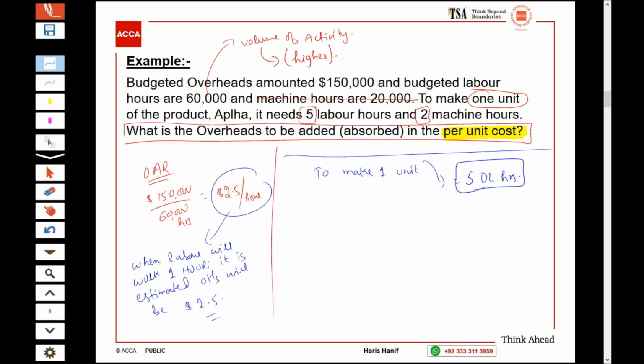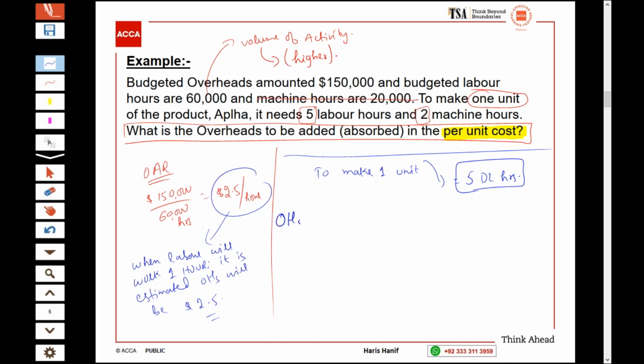Okay, it needs 5 direct labor hours. So for every 1 hour of labor working, you have attached the overheads, you have connected the overheads with the labor time, and that means 1 hour 2.5 overheads, 2 hours 2.5 overheads, 3 hours, 4 hours, 5 hours. And the product which you are holding in your hand, that is the pen, for example, is being made in 5 labor hours.